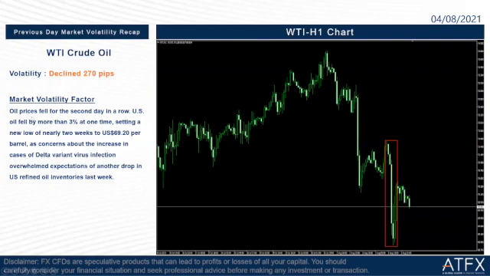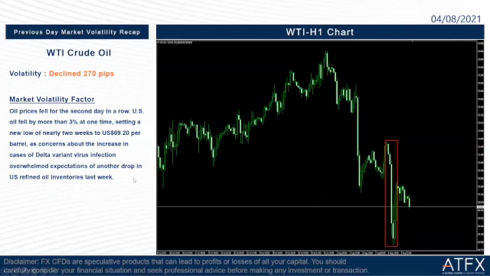Oil prices fell for the second day in a row. US oil fell by more than 3% at one time, setting a new low of nearly 2 weeks at $69.2 per barrel, as concerns about the increase in cases of Delta variant virus infection overwhelmed the expectations of another drop in US refined oil inventories last week. So what happened is because of the Delta variant virus infection. That's why WTI crude oil fell so much last night.